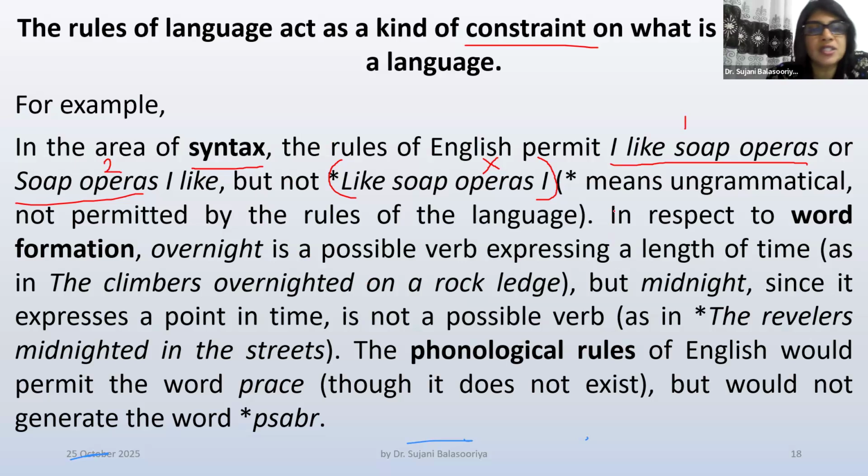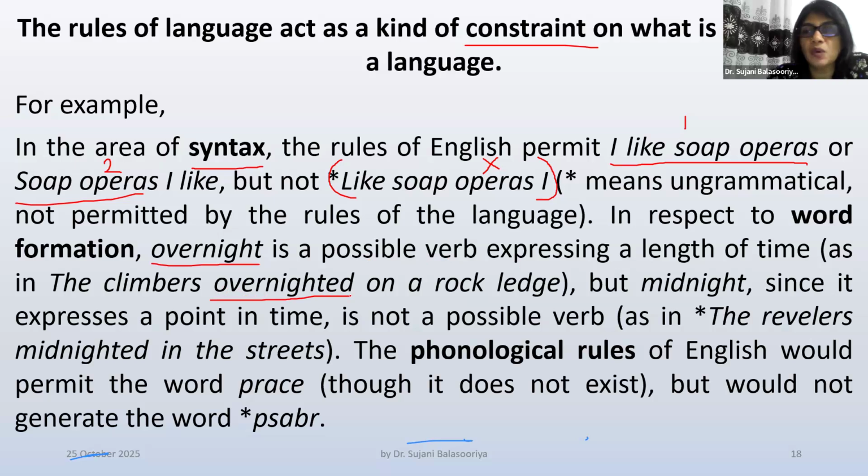At the word formation level, you have this word overnight. Overnight, that is a clear word, okay? It means overnight is a possible verb expressing a length of time. Like here in this sentence, can you find where overnight is? The climbers overnighted on a rock ledge. Can you understand that? Overnight usually we use as an adverb, right?